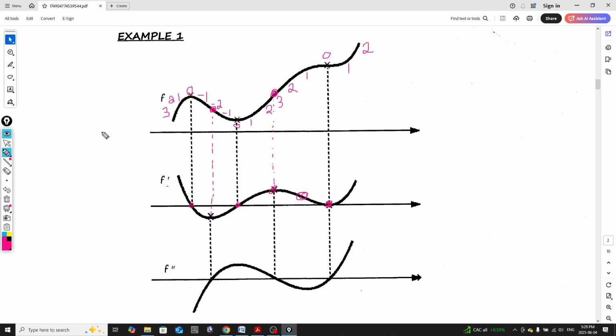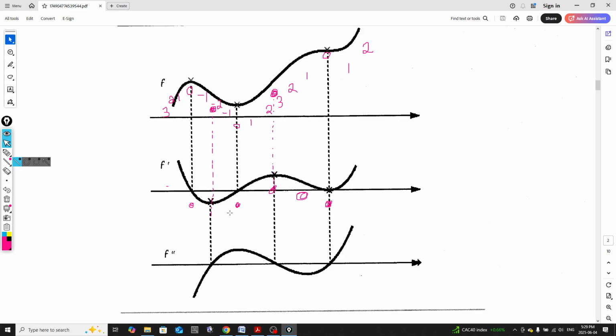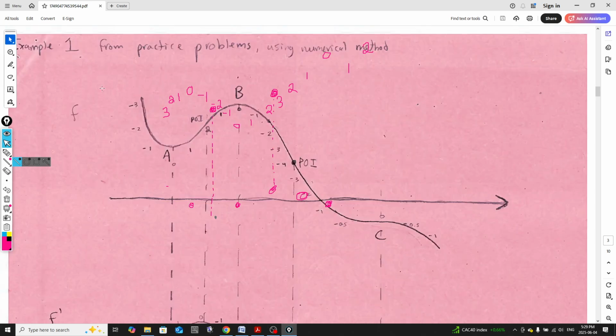Okay, I just don't want this to take too long, so I'll let you take some time right now, maybe pause the video, practice this, and see if you can draw the graph of f double prime based on the graph of f prime. It's the same steps that I did going from f to f prime. And I would also recommend that you do example 1 from your practice problems right now, because example 1 is going to be asking you to graph f prime and f double prime.